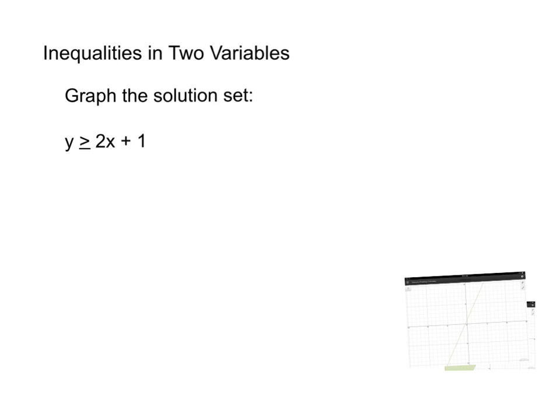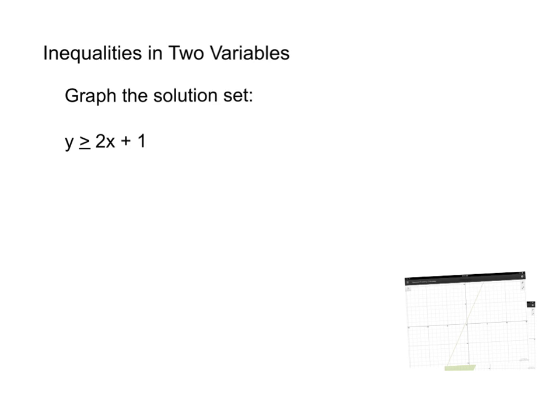So we're looking at inequalities in two variables. This one asks you to graph the solution set. What type of inequality is this? Y is greater than or equal to 2x plus 1. Linear, quadratic, cubic? Linear. So when you graph a linear equation, what shape does it make? A line. A straight line.